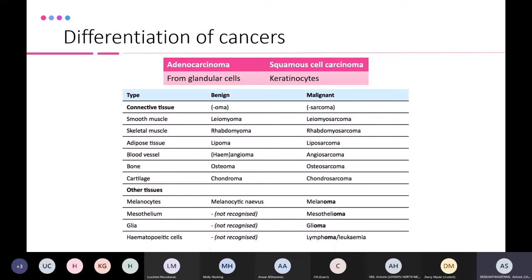Okay, and then I've just put this slide in here for you to know the key nomenclature of different types of tumours. And the two common types of cancers you'll see are adenocarcinomas, which are usually from glandular cells, and squamous cell carcinomas, which are from your keratinocytes.